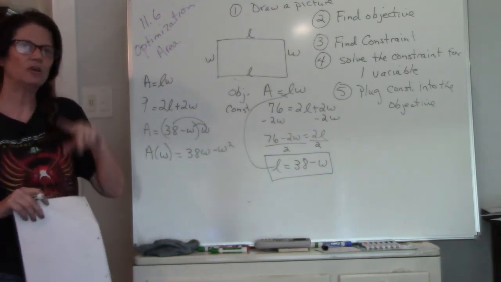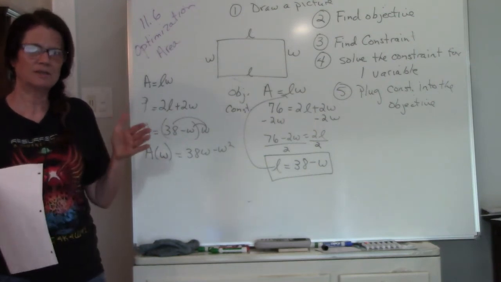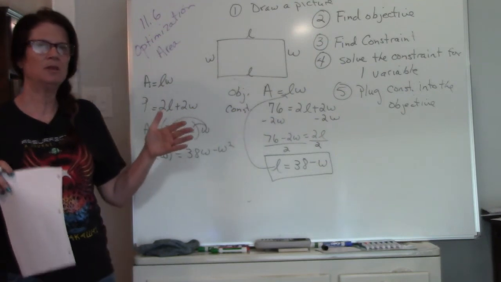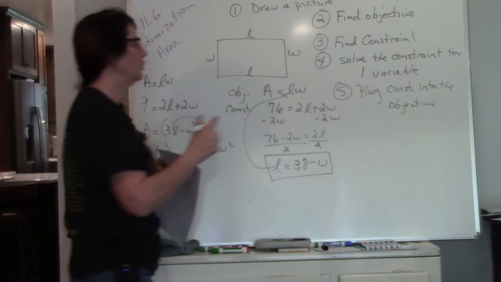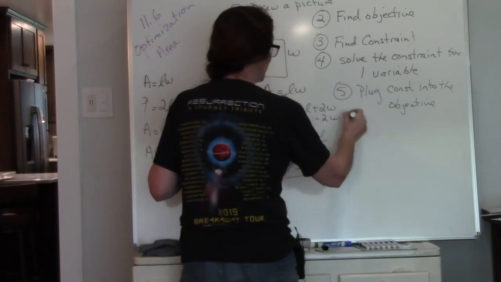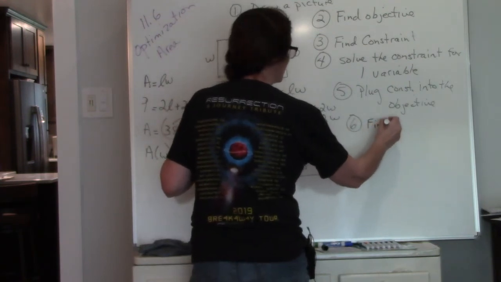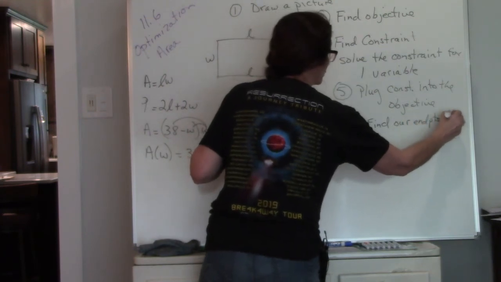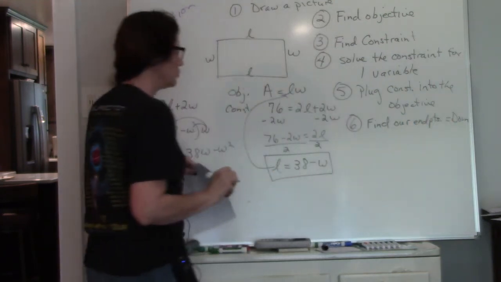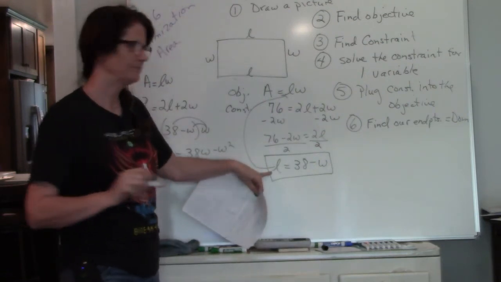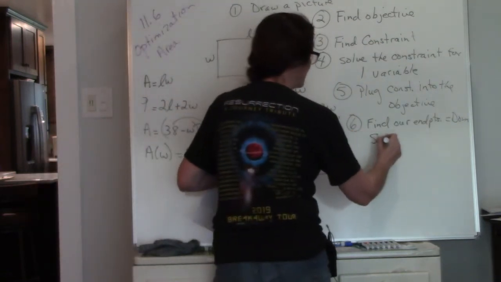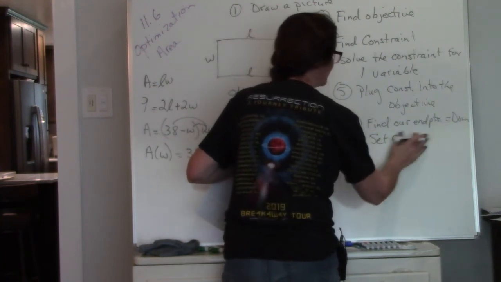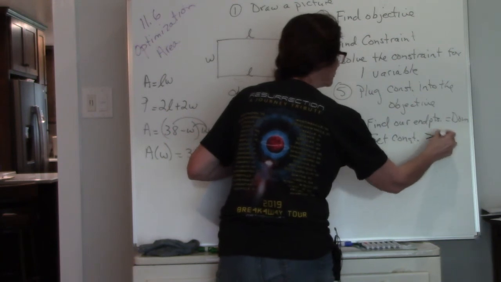Okay, what we don't have is our endpoints. All right, so remember with absolute max, absolute min, we had to have endpoints. So what we're going to do is find our endpoints, or the domain, using our constraint. We are going to set the constraint to be greater than or equal to 0.